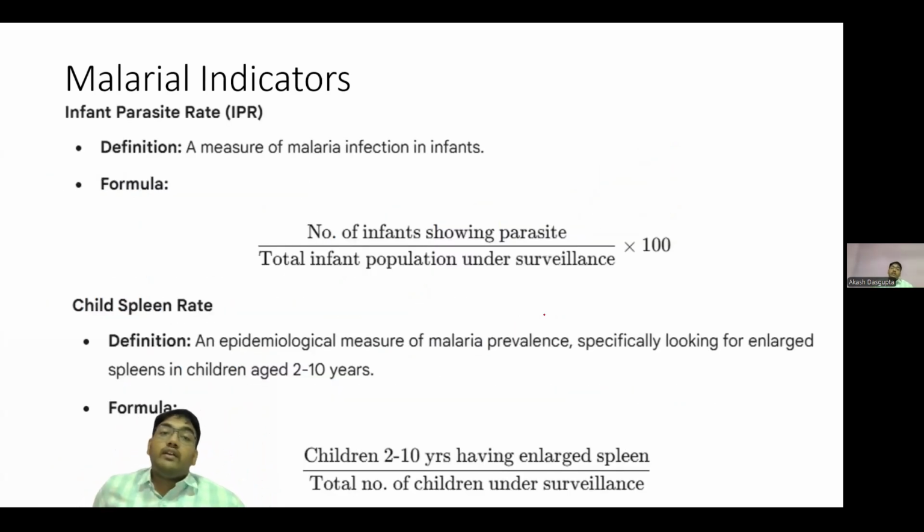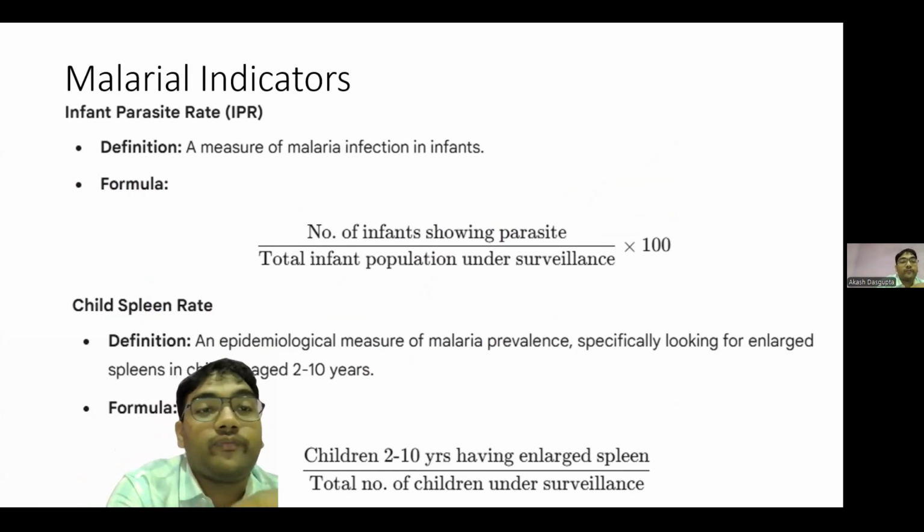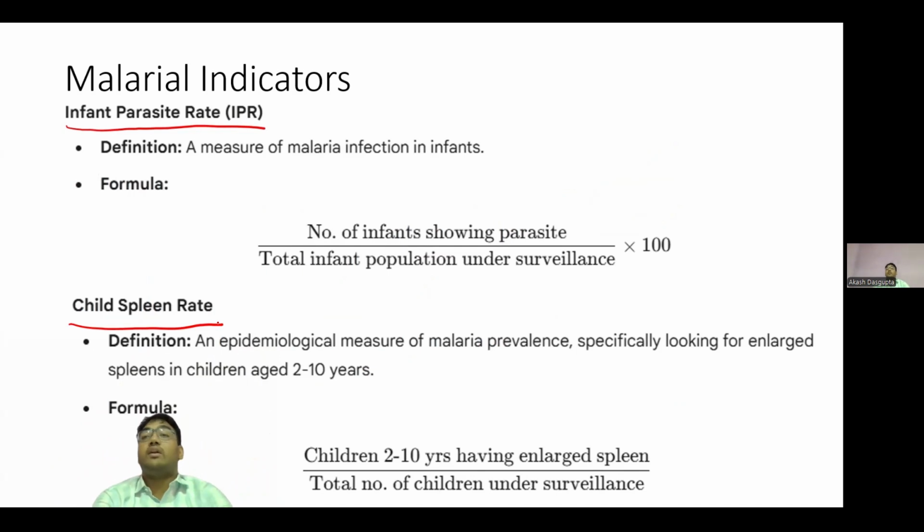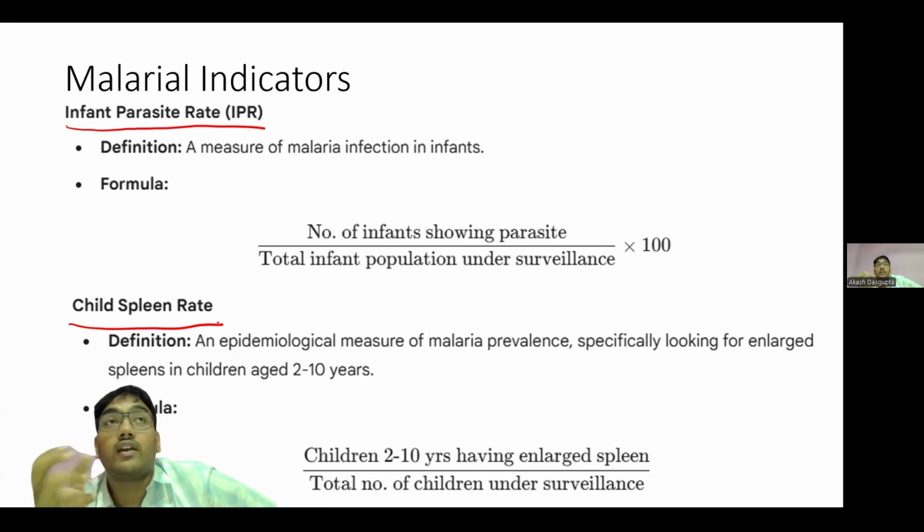Next, we look at two more things which are known as infant parasite rate and child spleen rate. Okay. So you see, with malaria, there is this problem of relapse and recrudescence. So a person comes to you with malaria, it is very difficult to always tell whether this is a new case as a result of indigenous transmission, or this is a case which is a relapse or a recrudescence.